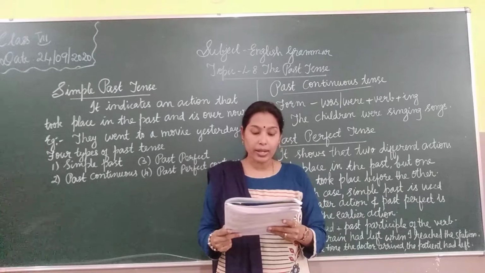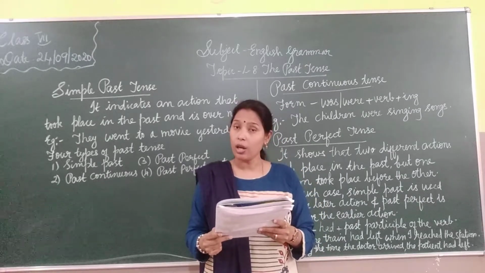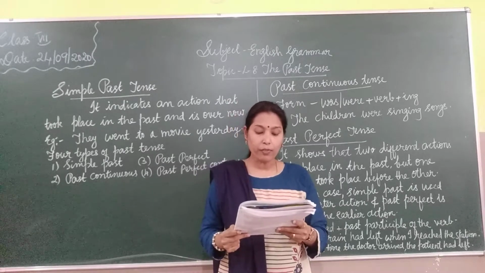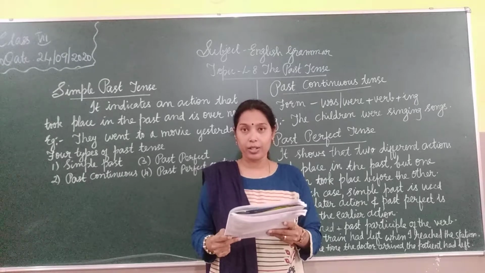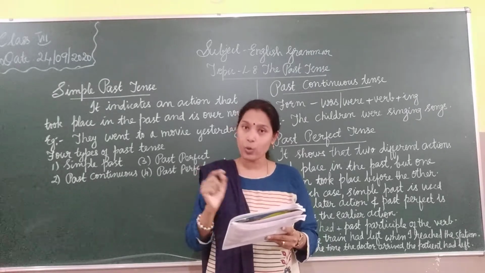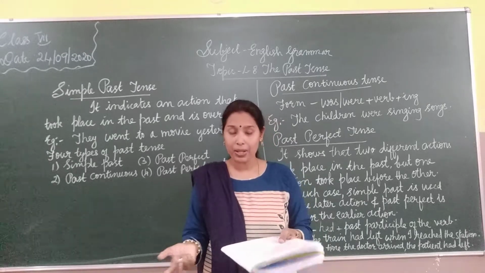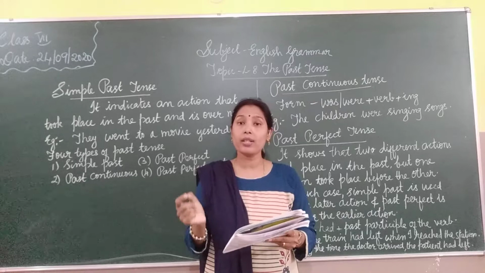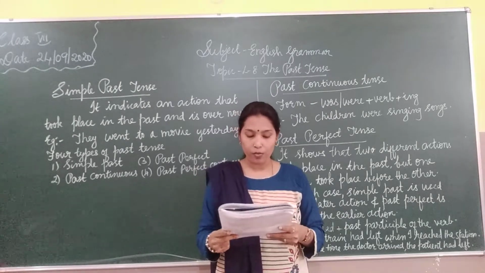Next one, a condition that has not occurred. For example, if you went to bed earlier, you would have got up early. If you went is the past form of verb. If you went to bed earlier, you would have got up early, but it did not happen at all. So a condition that has not occurred, for that we can use the simple past form of verb.